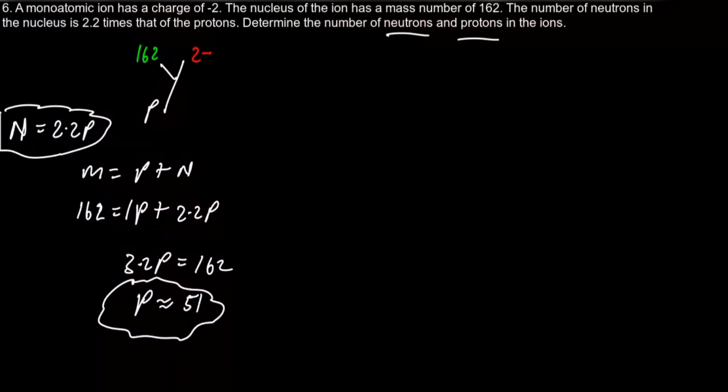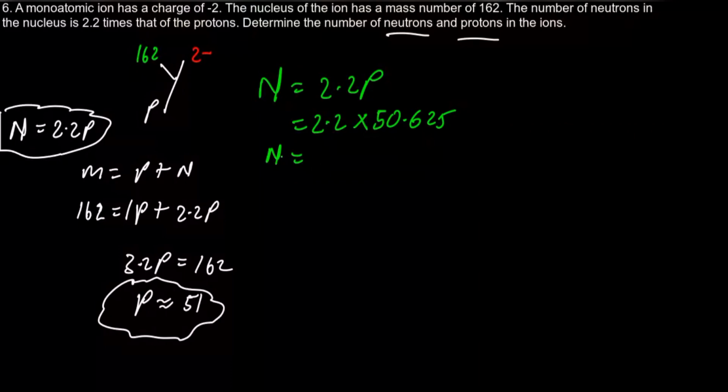And I've gotten the number of protons in the question. And what will be the number of neutrons? To get the number of neutrons, recall that the number of neutrons is equal to 2.2 times the protons. I will not want to use this approximated value. I'll use what I have in this calculator, which is 50.625, times 2.2. That will give me the neutron number to be 111 neutrons. As simple as that. That's very nice. So that's the end of the question.